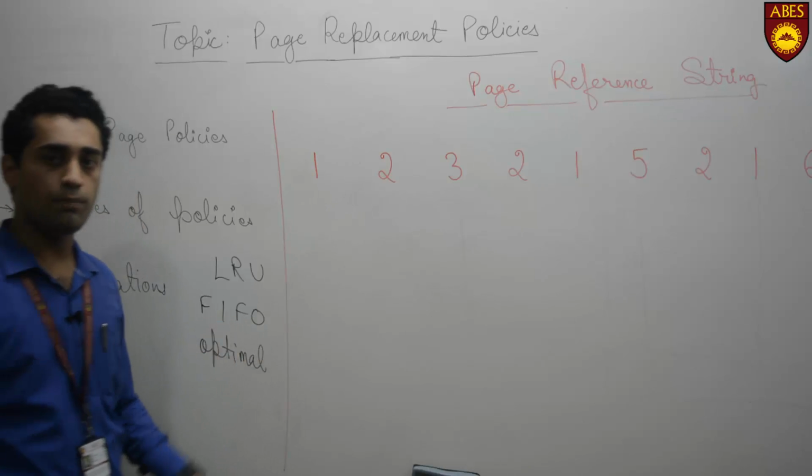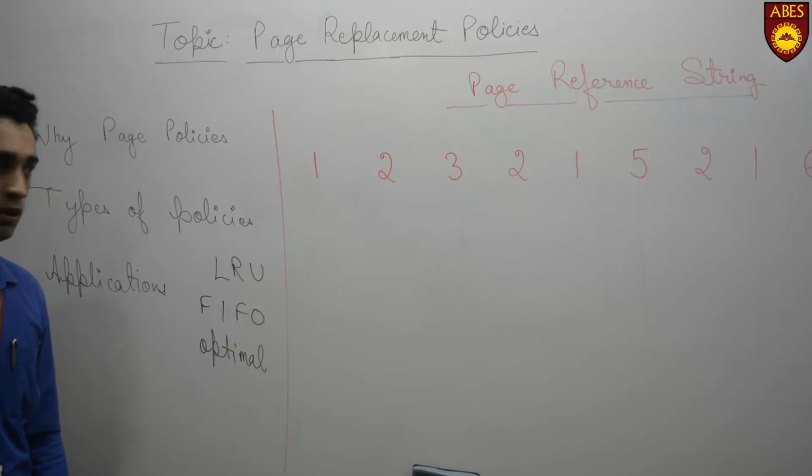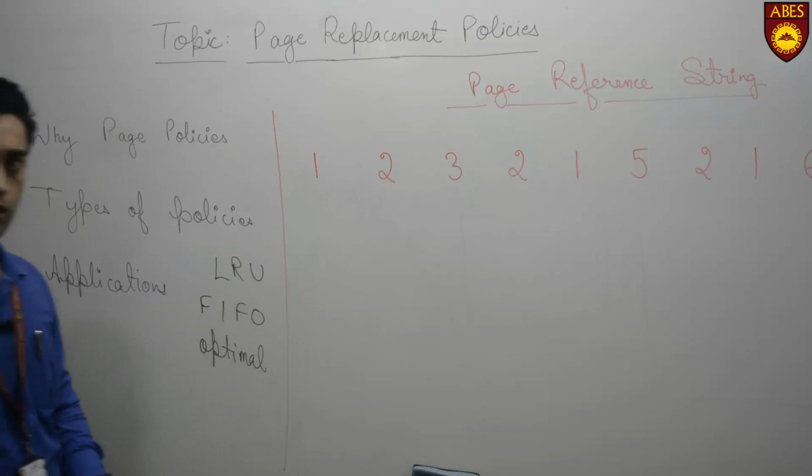So these are the 3 main algorithms, which are known as page replacement algorithms or page replacement policies. Let's have a look at a numerical part of the same.